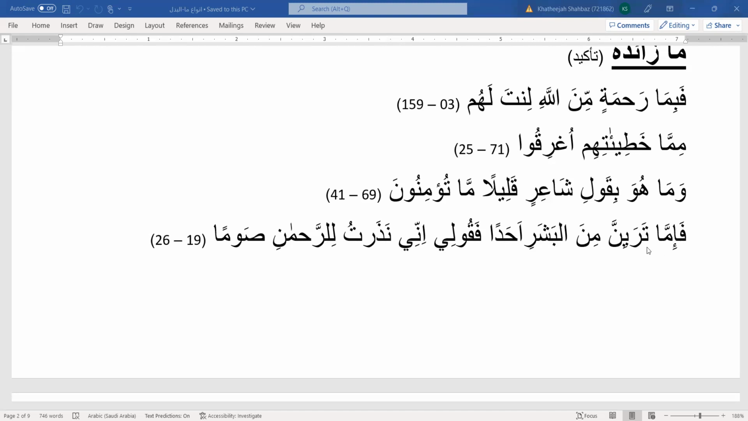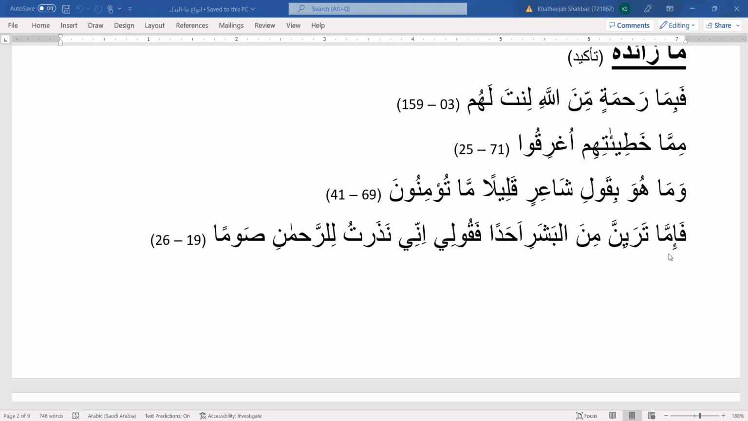So there is already emphasis in tarayinna, and then ma is added to it too, which is making the likelihood of that happening even more. Okay. So you cannot translate it as ma meaning what here. You have to include it, in other words, the meaning, the effect of it.